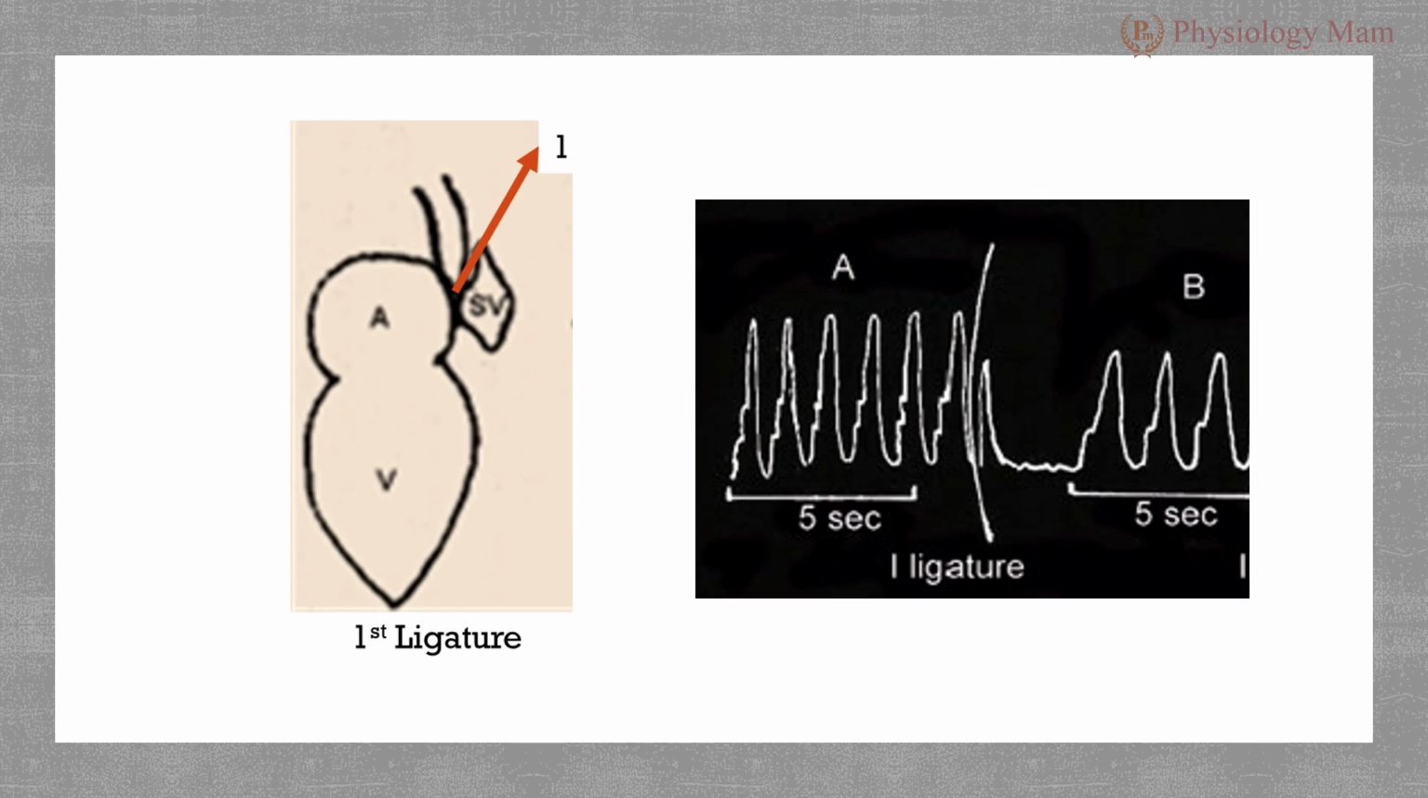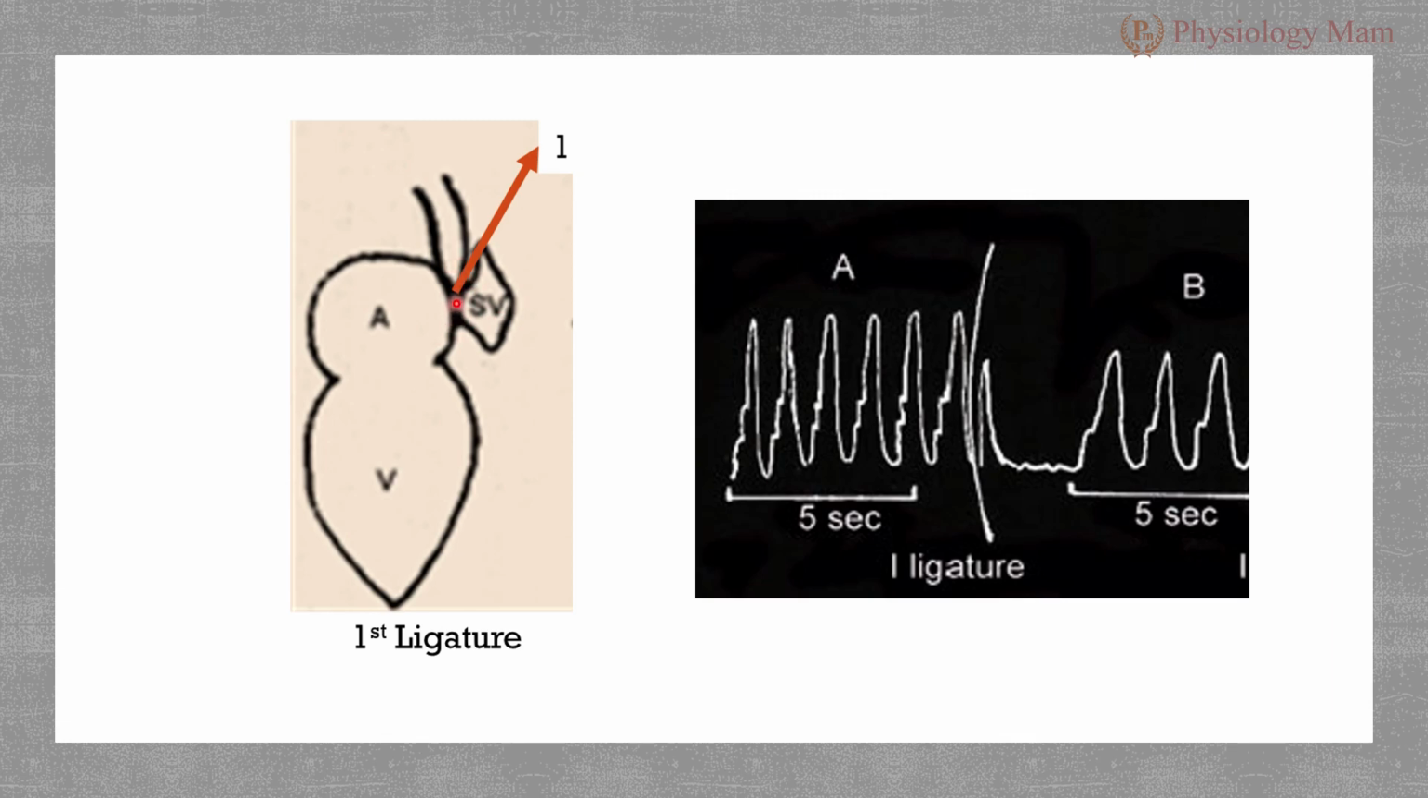Now in this slide, what you see is a picture of the first Stannius ligature. As you can see here, this is the junction between the sinus venosus and the atrium, which is demarcated by the white crescentic line, and you have tied the first ligature.